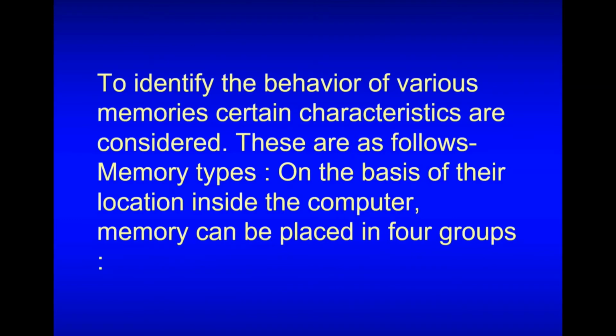Now let us try to understand the behavior of various memories on the basis of the characteristics they possess, and these can be categorized as follows. Memory types on the basis of their location inside the computer. As I've already mentioned, the memory which is present within the CPU is specified as primary memory, and the memory which is outside is external memory or secondary memory. So that is how we will now further categorize those memory locations.